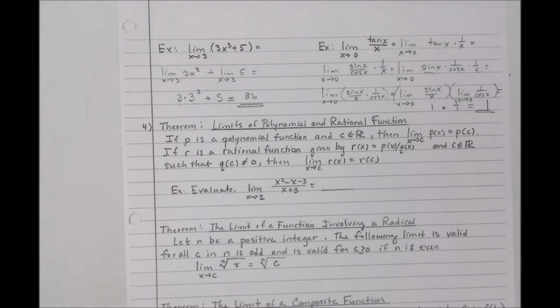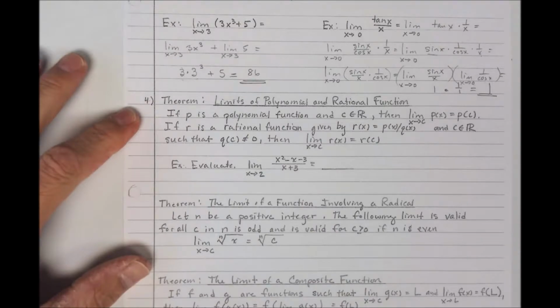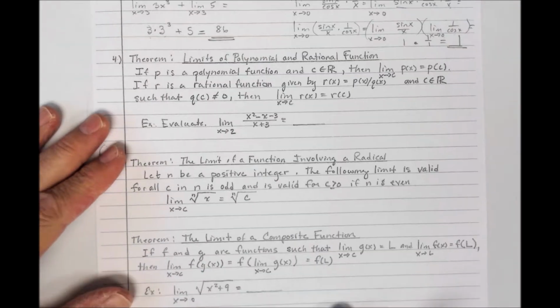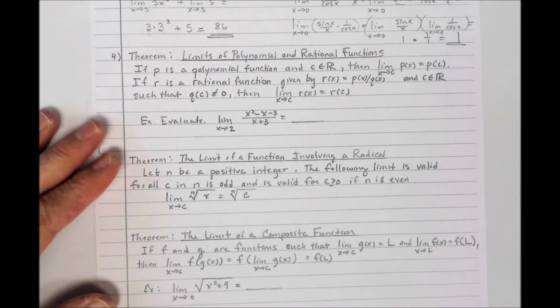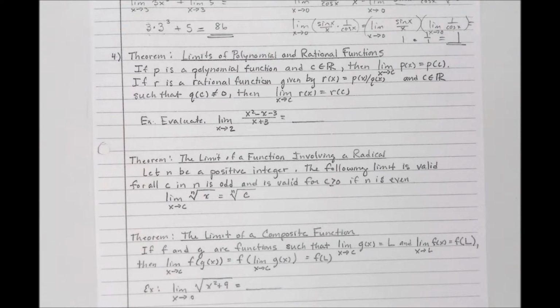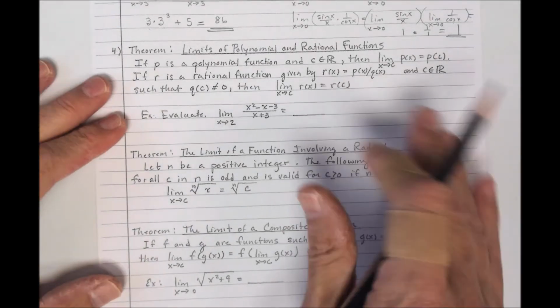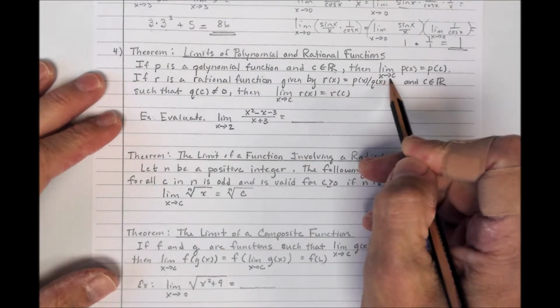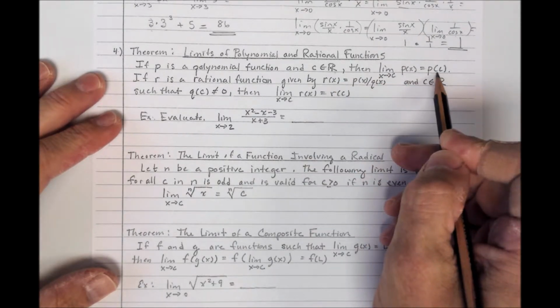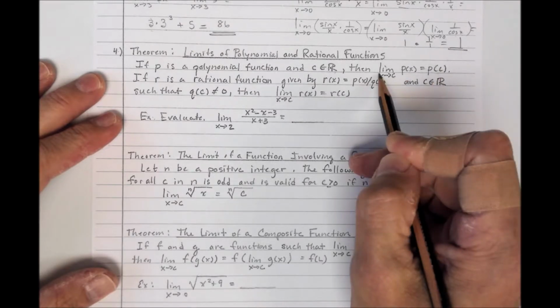All right, so next up we have a bunch of theorems, and then we'll do some examples. We have theorems for different kinds of functions. Theorem 4 says the limit of polynomial and rational functions. If P is a polynomial function and c is an element of the real numbers, then the limit as x approaches c of P of x is equal to P of c. Direct substitution.